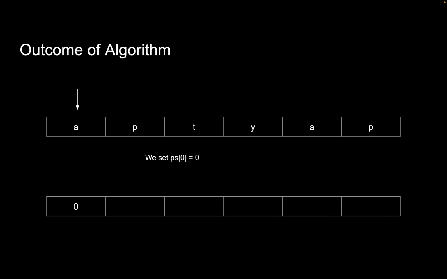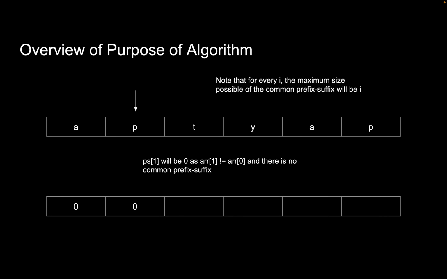So let's just run through what the algorithm would output as the PS array. Initially we set PS[0] to be 0. In this algorithm, we make it a case that a string cannot be a prefix suffix of itself, which means that the maximum possible prefix suffix at any index i will be i. So I cannot say that AP is a prefix suffix of AP, because that's kind of trivial. So we're only looking for the maximum length possible.